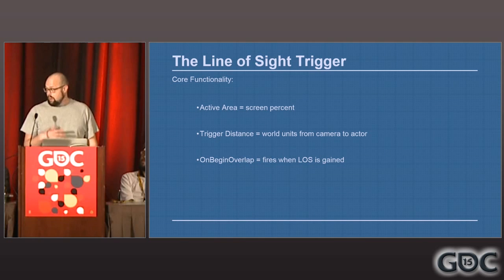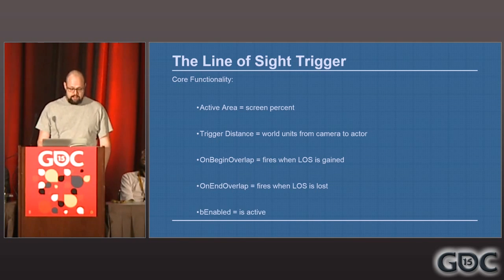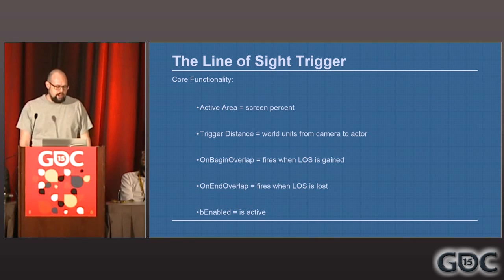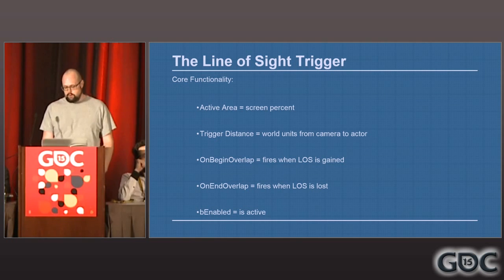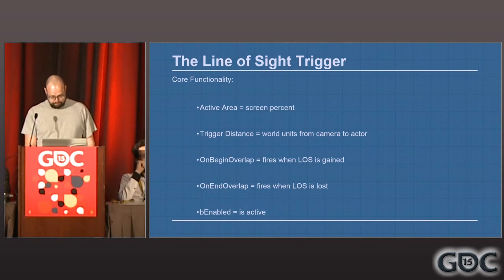You need the on-begin overlap, like line of sight is gained. On end overlap, it ends. The ability to toggle it. And then for bonus points, you'd probably want to see if you could get a built-in time delay within it, so that it will fire an output when you say X number of seconds have passed, so you know that the player has been continuously looking at something for some amount of time.